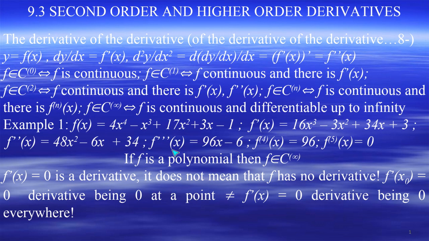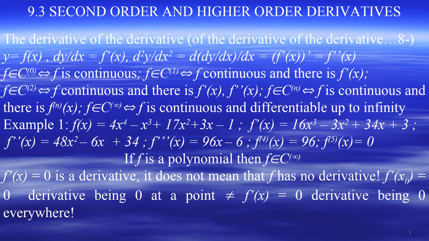Can we take its third derivative? Of course. We can differentiate this second derivative once more to obtain the third derivative. What is it? 2 times 48 is 96x minus 6. This is the third derivative. Easy. And then the fourth derivative is 96 minus 0, which is 96. And the fifth derivative is 0. 96 is a constant. Its derivative is 0.